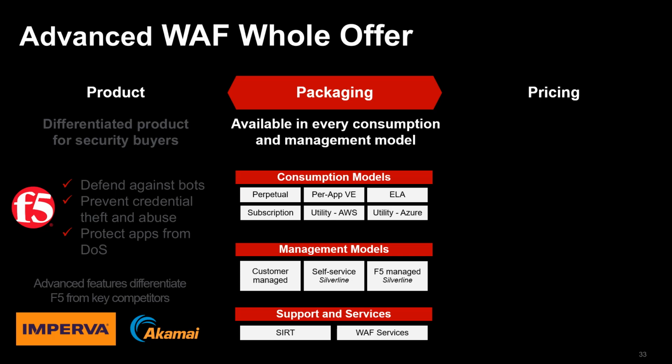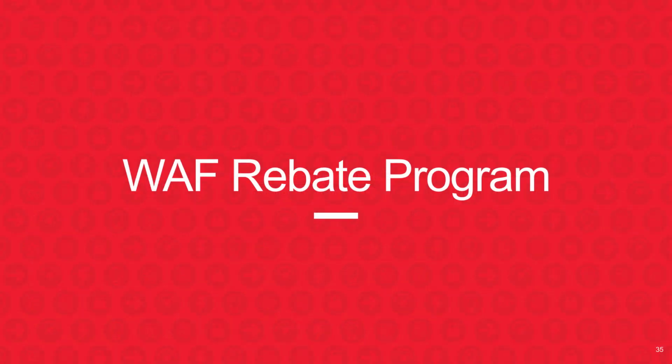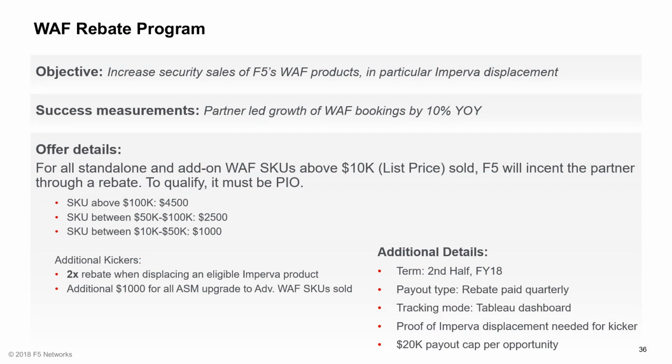And if you compare all this with our competition and you look at the pricing, you will see that ASM was actually very competitively priced, or was actually very cheaply priced. But if you now look at Advanced WAF, Advanced WAF is a highly differentiated product with superior features compared to the competition, and the product is priced, with the 1 gig version even very aggressively, and the 5 gig version comparable with the competition. So this would be a product which is good to sell, and also for our channel very lucrative, because if we look at the WAF Rebate Program, you will see that we have nice rebates when Advanced WAF is being sold, and we even have additional kickers when Advanced WAF is displacing an eligible Imperva product.